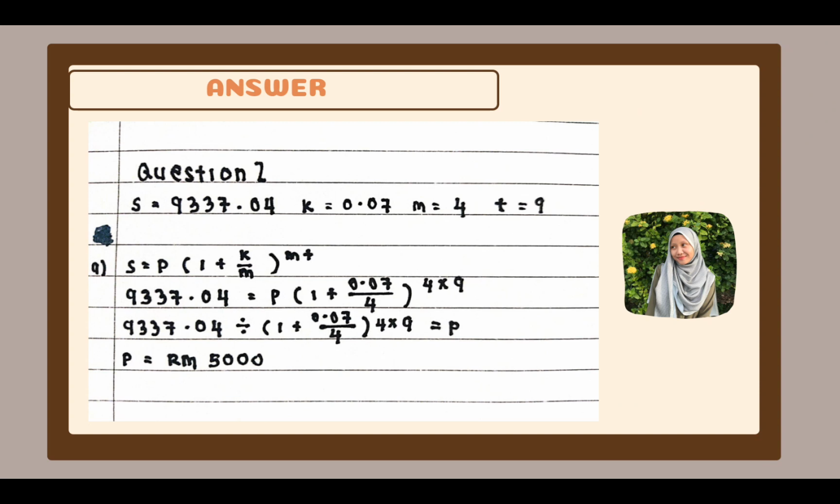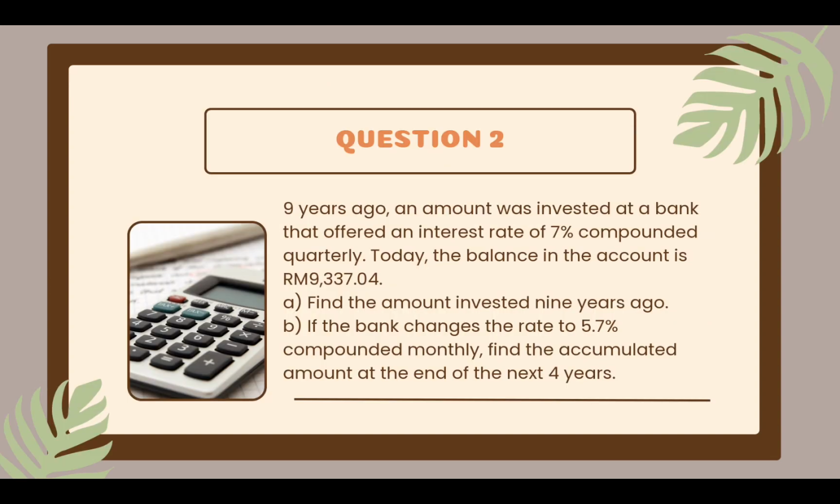To find the amount of P, we can use the earlier formula, which is S = P(1 + K/M)^(MT). We already have the value of S, K, M, and T, so we will just have to substitute them into the formula. After step by step, we finally get the answer of P, which is P = RM5,000. Now, let us read question 2B.